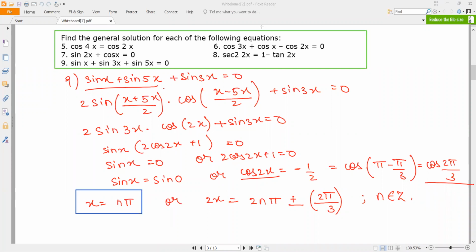The second value can be rearranged. This is in the concise form, so you have to divide by 2. So x is equal to 2n pi upon 2 plus minus 2 pi upon 2 into 3. So 2 will get cancelled, and you get x is equal to n pi plus minus pi by 3.